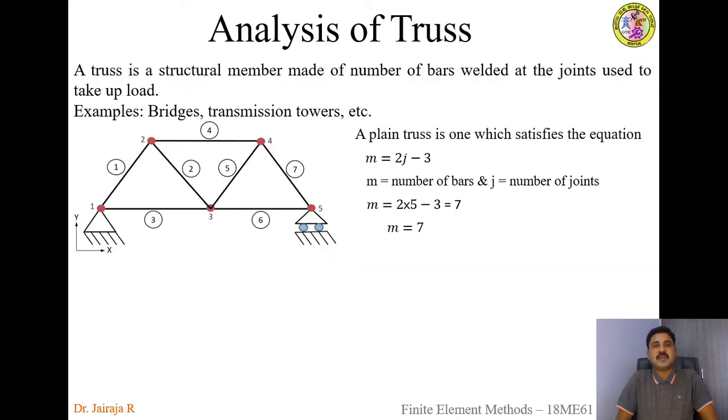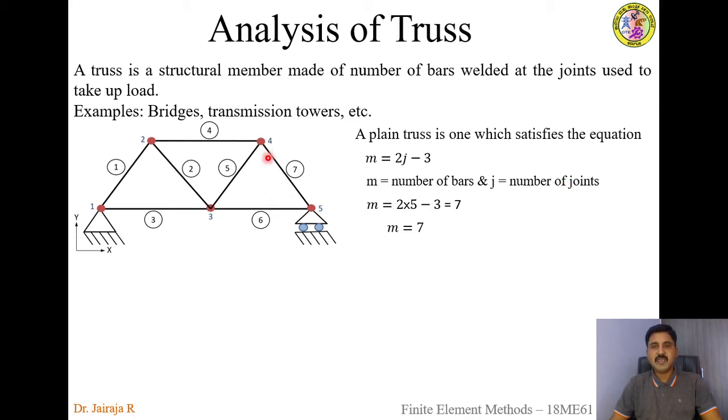Analysis of truss. A truss is a structural member made up of a number of bars connected at the joints, used to take up loads. These types of trusses are used in bridges or transmission towers. A plain truss is one which should satisfy the equation m is equal to 2j minus 3, where m is the number of bars and j is the number of joints or number of nodes.